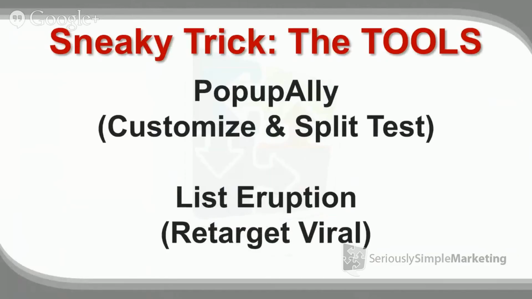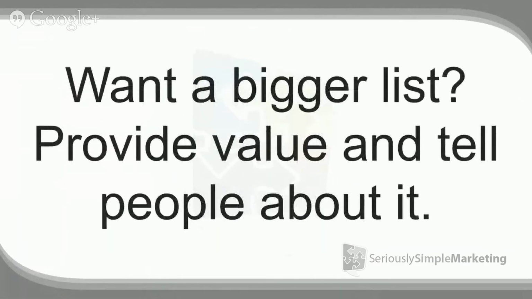All right. So moving on. If you want a bigger list, provide value. Tell people about it. That's pretty much it. It's not that hard. If you have something of value, provide it. Put it out there. Put an email between you and that product, right? So somebody comes to a blog post, they want that MP3 of the blog post, have them opt in for it, give them an email, they get an MP3, it's an awesome deal. Just make sure you tell them about it.